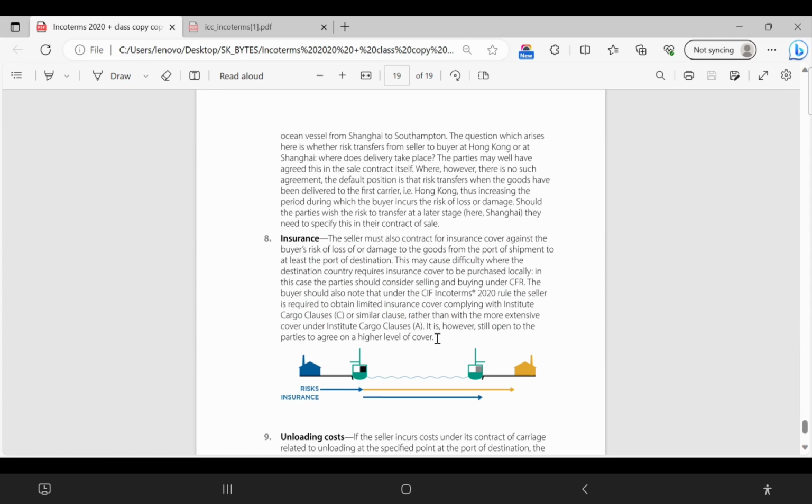Now, if under an LC the Incoterm is CIF, then only minimum cover applies. If the buyer wants maximum cover, then the buyer should specifically state in the LC insurance document that they want maximum cover. Otherwise, because maximum cover means the exporter will be paying more premium. This is a point you should note.